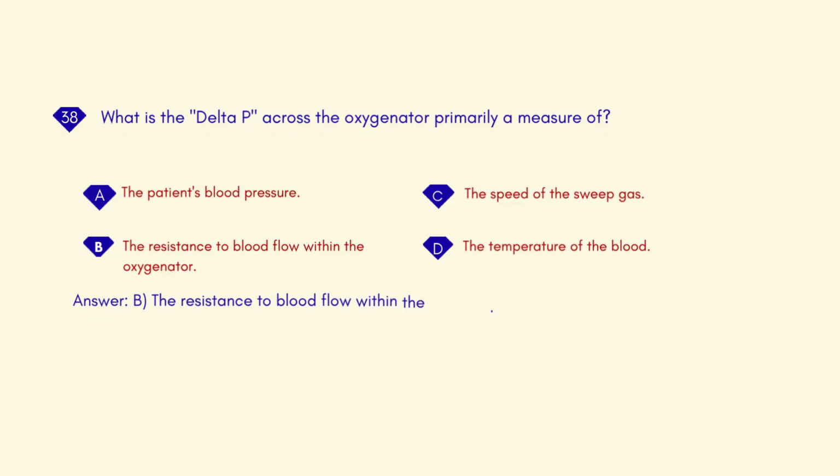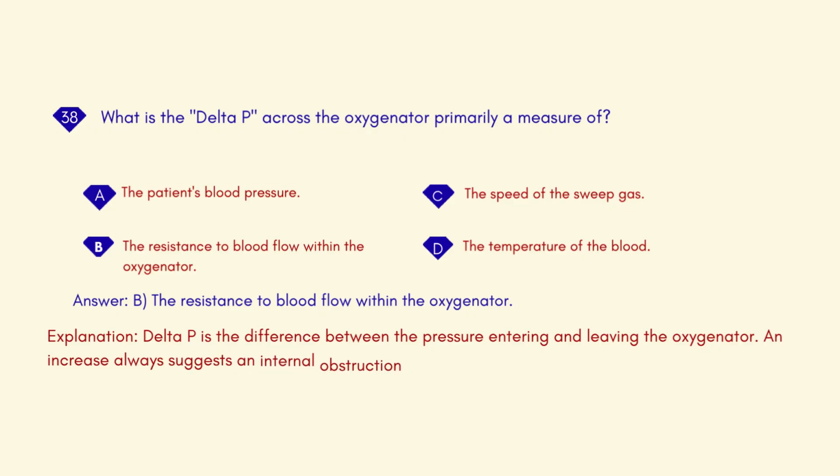Answer: B. The resistance to blood flow within the oxygenator. Explanation: delta P is the difference between the pressure entering and leaving the oxygenator. An increase always suggests an internal obstruction, usually a clot, or a sharp increase in flow rate.